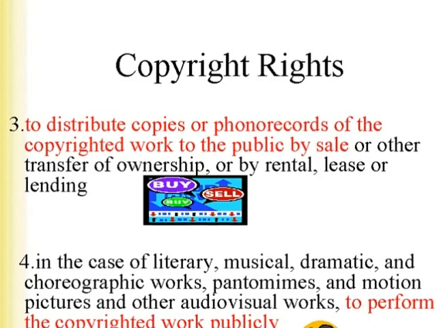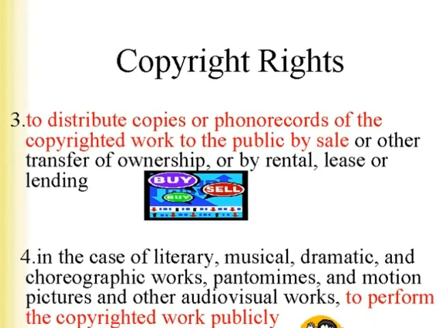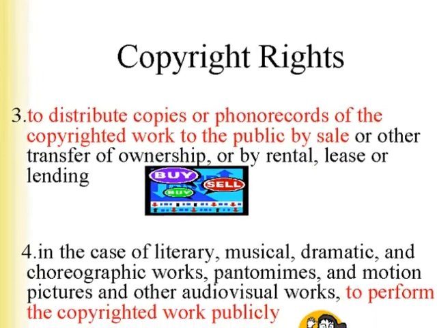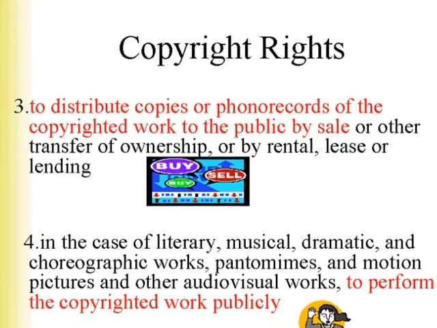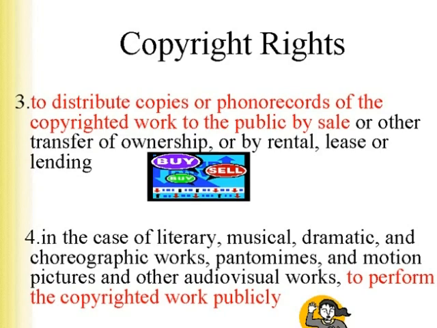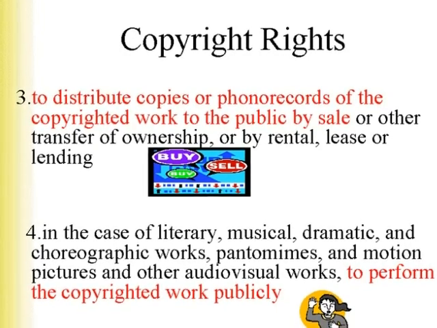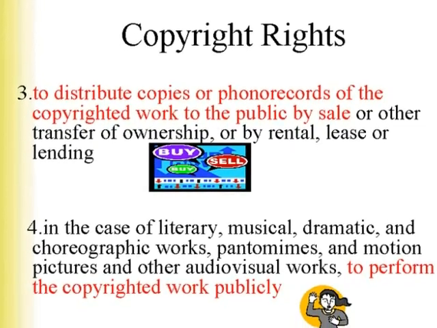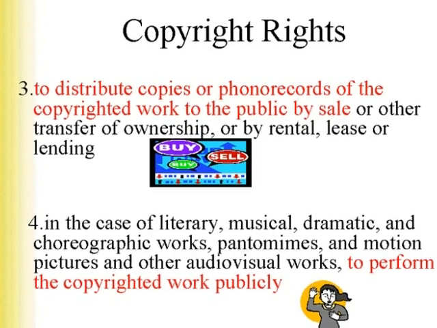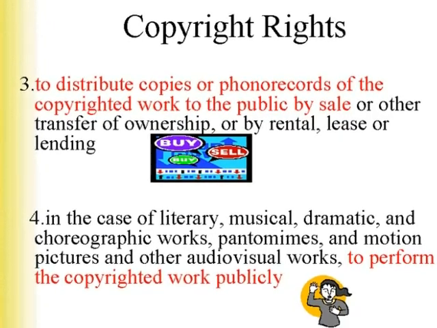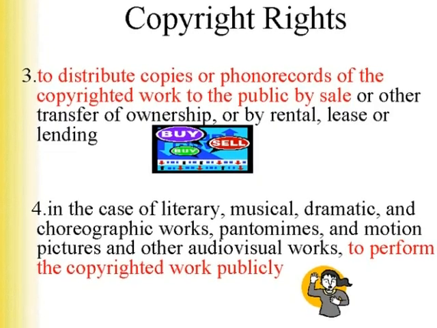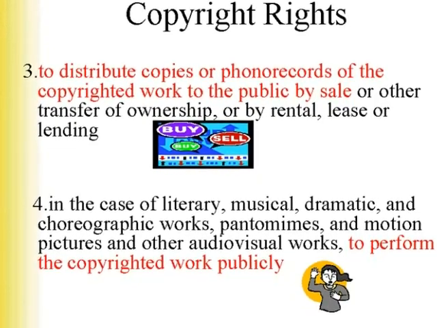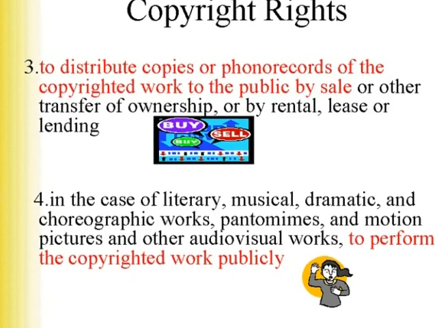The third right given exclusively to the owners of a copyright is the right to distribute those copies to the public by selling, renting, or leasing them. Only the owner of the copyright can sell, rent, or lease these materials. Some copyrighted material, like plays, dances, music, and movie scripts, are designed to be performed publicly rather than just being read. The owner of the copyright is the only one who has the right to perform the work in public. This is the fourth right granted by the law.